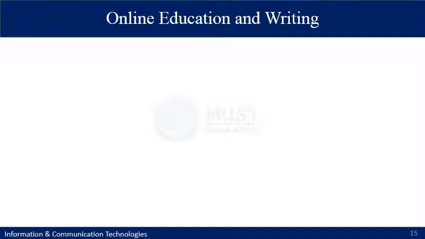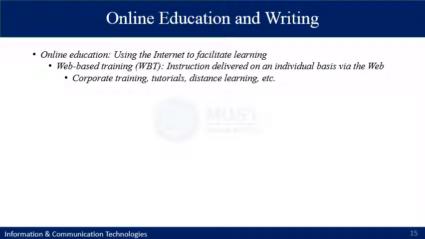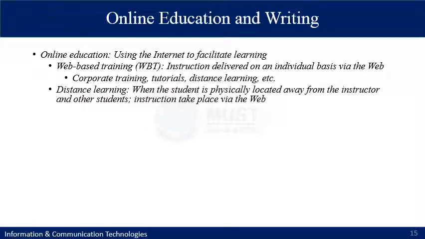Internet also has helped education and other training facilities throughout the world. So internet has transformed the delivery of education to online systems, which is the usage of internet to facilitate learning, and there is prevalent web-based training, which are instructions delivered on an individual basis through the web. So a number of organizations involve corporate training, tutorials, and distance learning through internet.